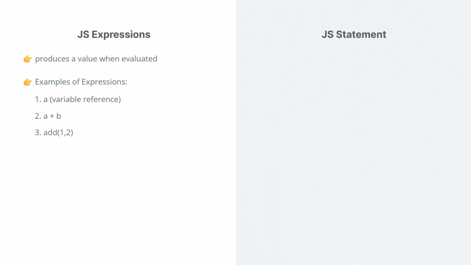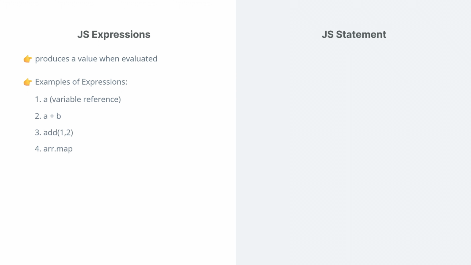Then some of you might ask, how do we determine if it has a value or not? It's very simple. Just assign it to a variable on the left-hand side, like const x equals. If it can be assigned a value, then it's an expression. If not, it isn't. Okay, let's continue.